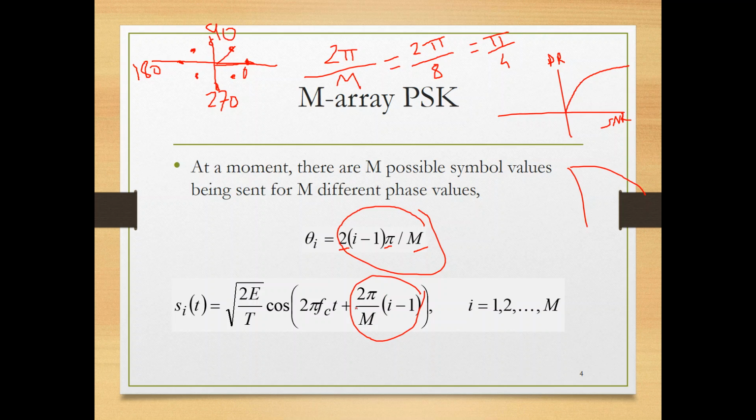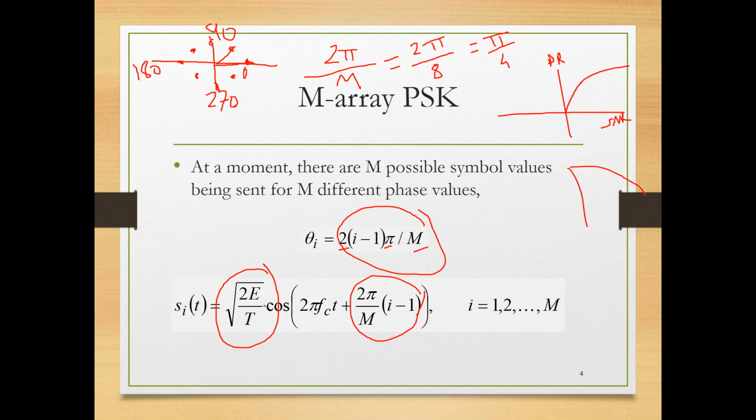Before, we didn't have this term. Now, since it's changing the phase continuously, we put the value here. And the amplitude, this is the amplitude, it's always there. Now you must just give me your attention and see with me that E here is not the energy per bit, it's the energy per symbol.